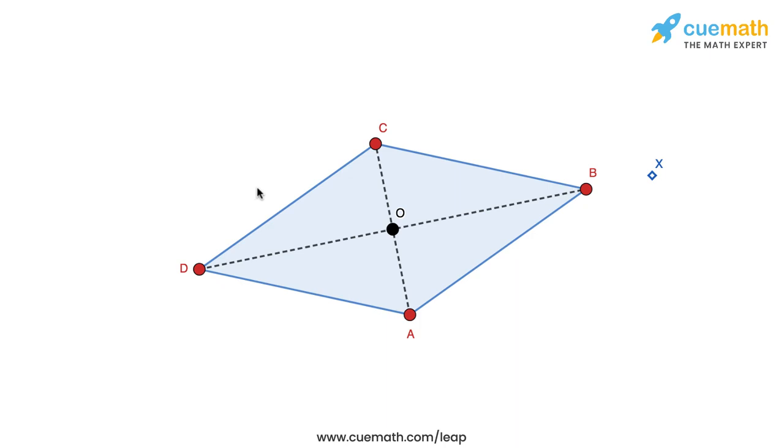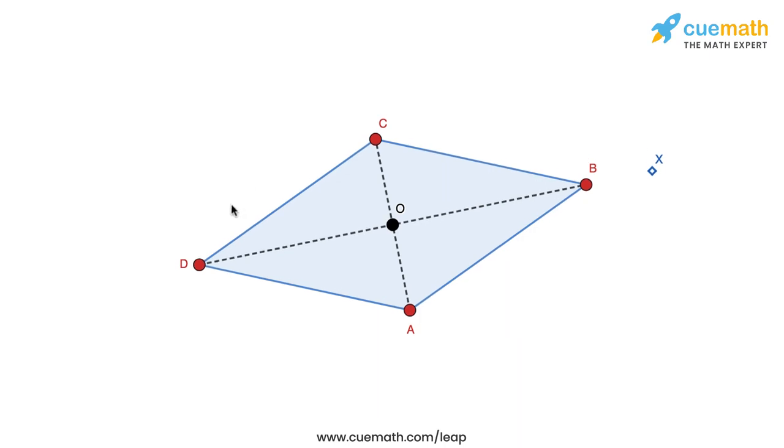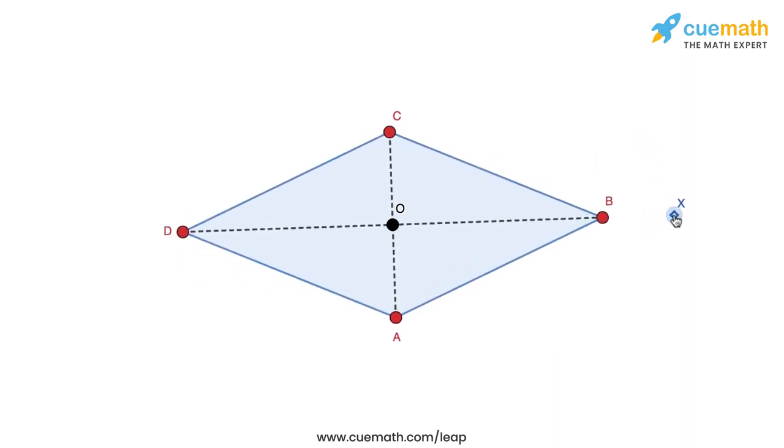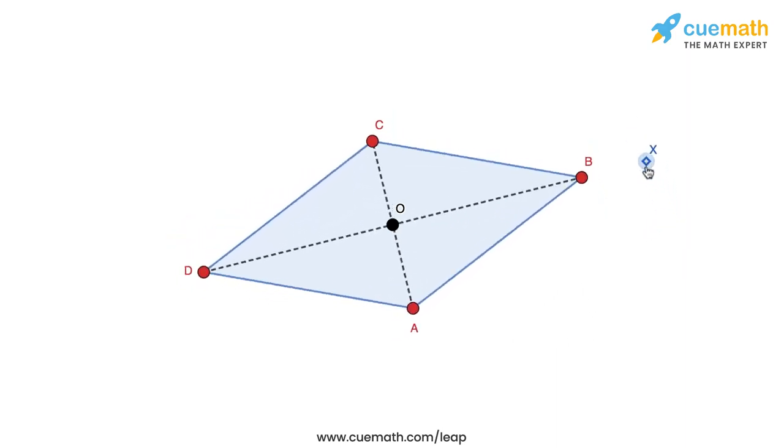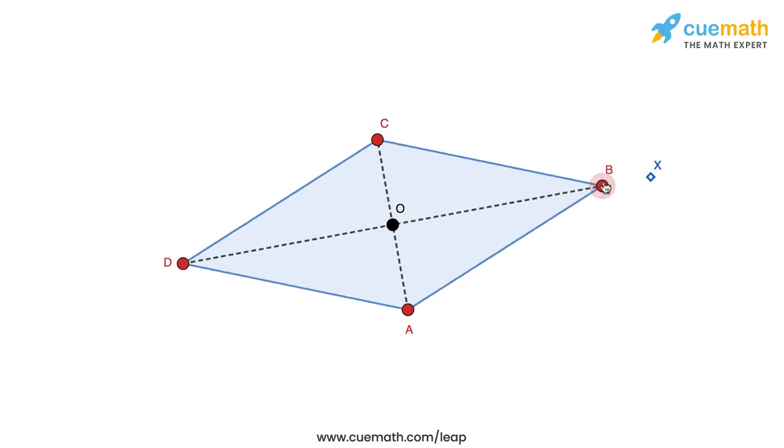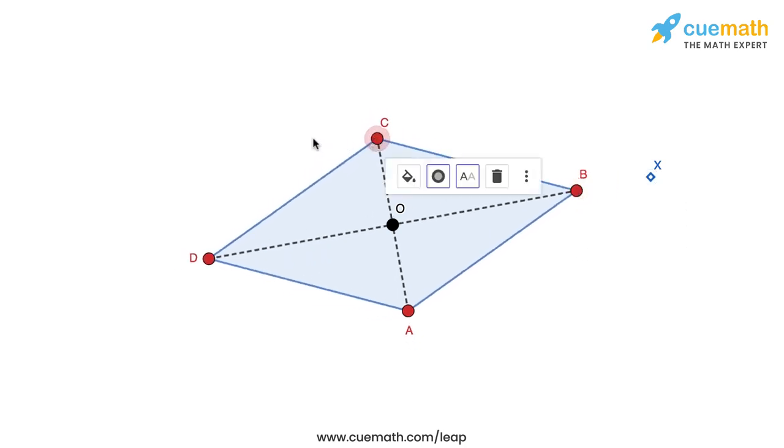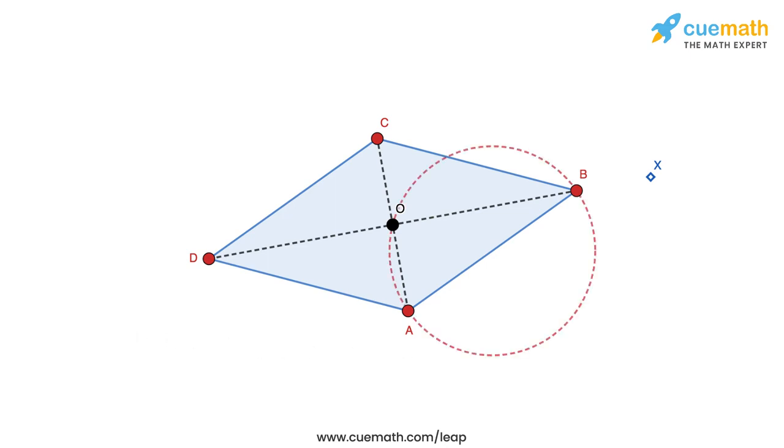step by step. So here's a simulation in which ABCD is a rhombus, and I have this point X that allows me to move the rhombus around, change its size and orientation, and I can even move the vertices of the rhombus to vary it. Now let's take any of the sides of the rhombus. So let's take side AB as a diameter and draw a circle. So if I do that, I get this circle, and we can see that this circle passes through the point O, which is the point of intersection of the diagonals.